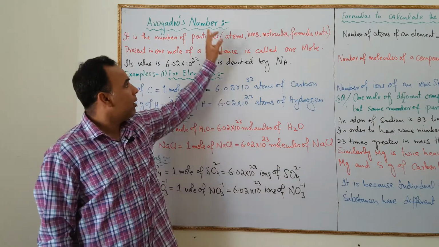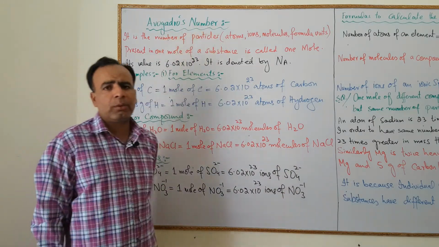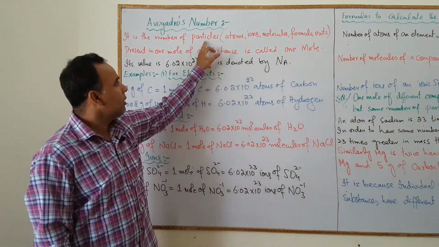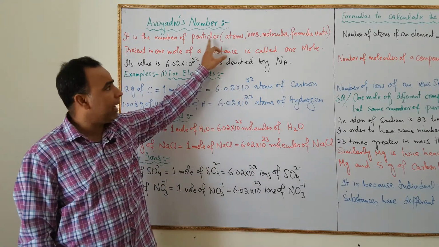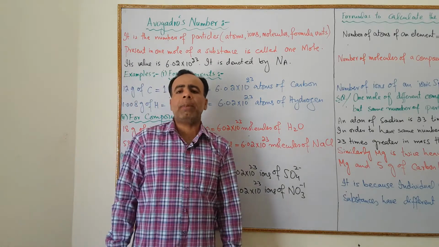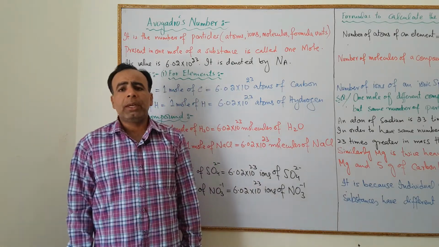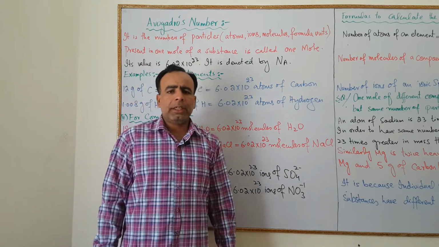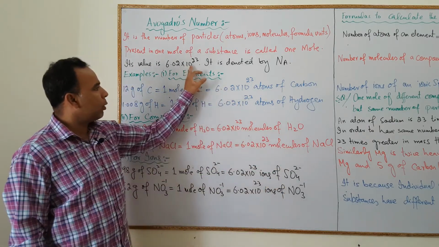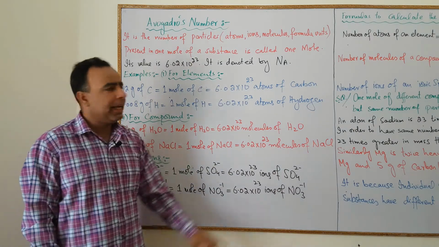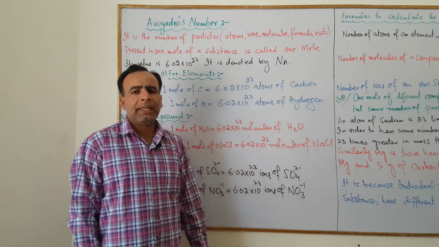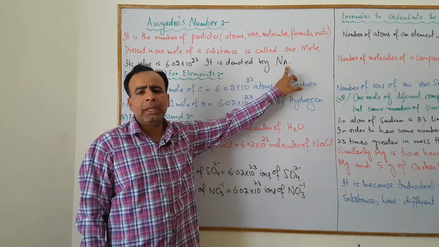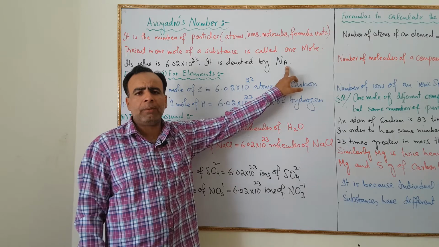Avogadro number, what is Avogadro's number? It is the number of particles. Number of particles means atoms, ions, molecules or formula units present in 1 mole of a substance. Its value is 6.02 × 10^23 and it is denoted by NA: N for number, A for Amedeo Avogadro. Its full name was Amedeo Avogadro.